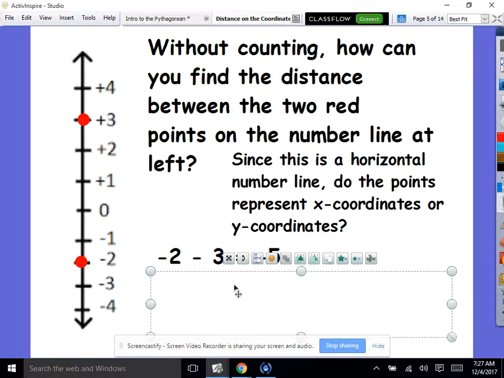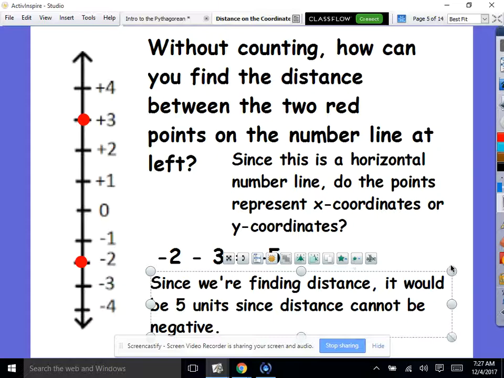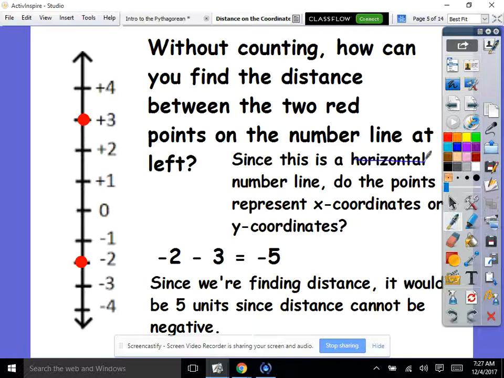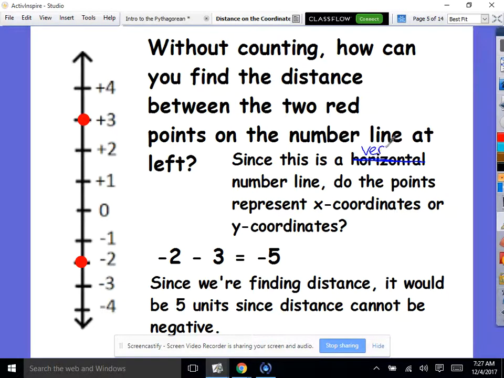Now, since we're looking for distance, it would be 5 units, since distance cannot be negative. So even though our answer was -5, the distance is 5 because distance cannot be negative. And since this is a horizontal, it's not horizontal. It is a vertical number line. Do the points represent x coordinates or y coordinates? And you will also need to change this on your notes if I don't have it changed already.